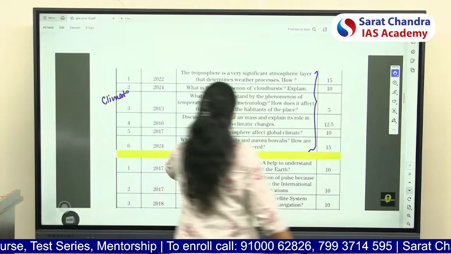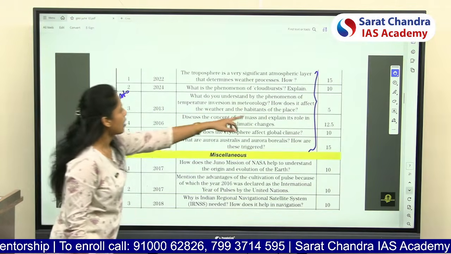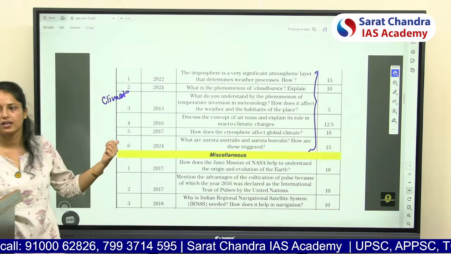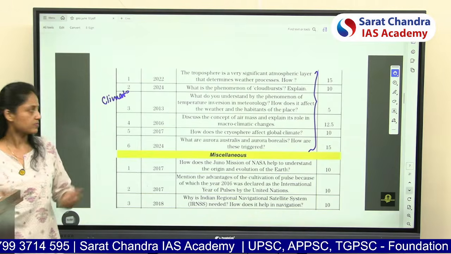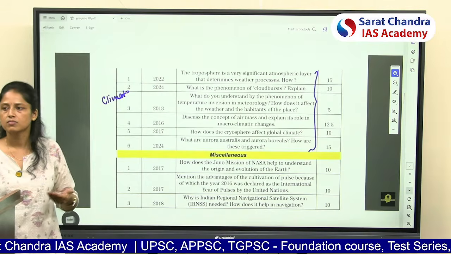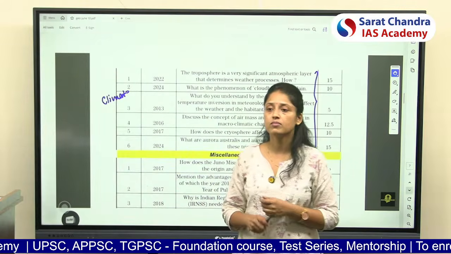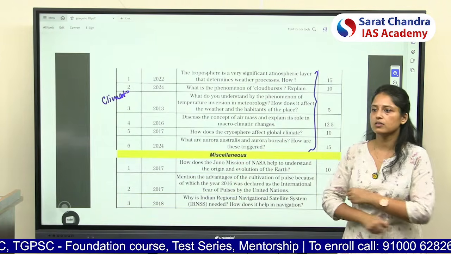Next, what do you understand by the phenomena of temperature inversion in meteorology? How does it affect the weather and habitants of the place? Again, it is asking the impact. So whenever you read anything, anyhow you have to read the impact. So what is the meaning of temperature inversion? Yes? Any idea of temperature inversion?